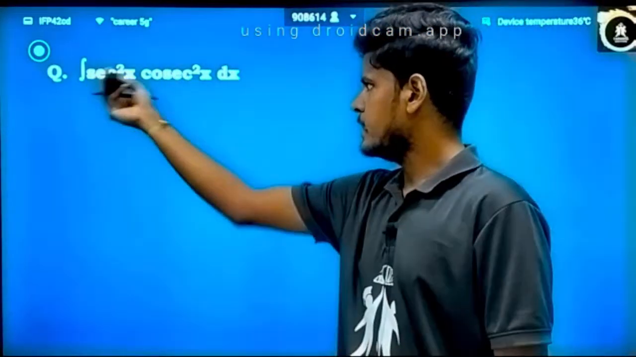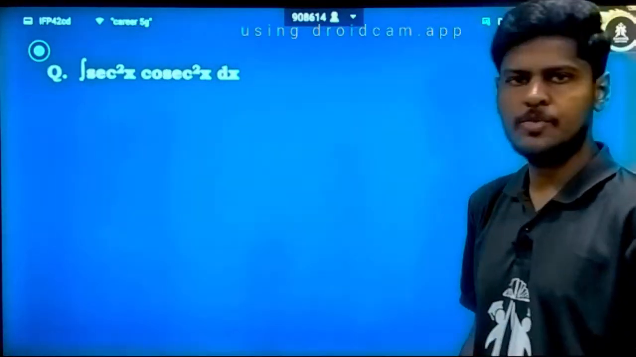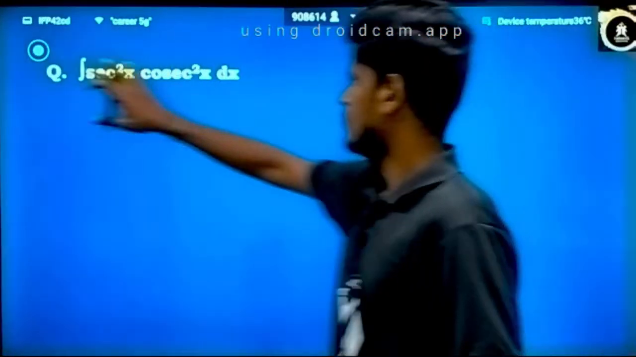Next question. Integration of secant square x cosecant square x dx.